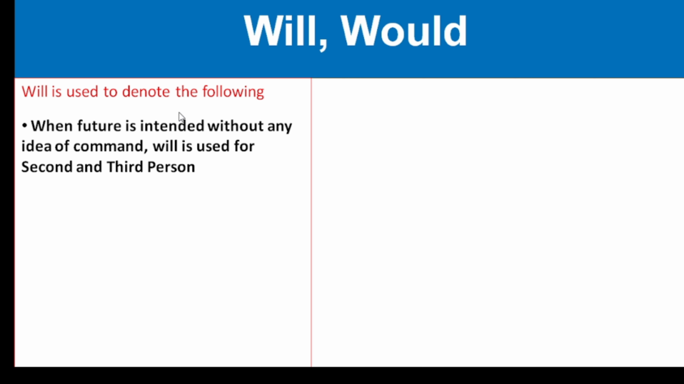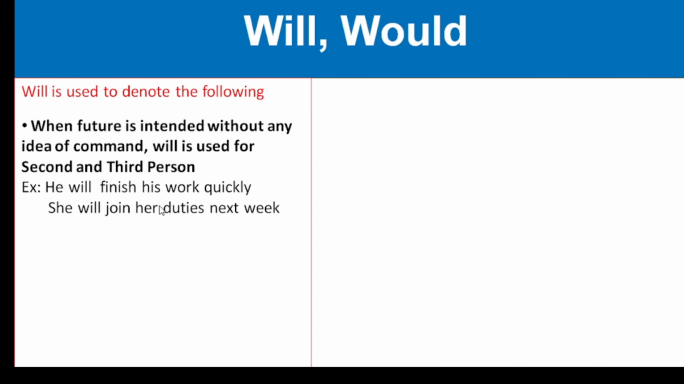Now we'll look at another modal auxiliary, that is will and would. Here we can understand how will is used to denote the following situations. When future is intended without any idea of command, will is used for the second and third person. Look at the example: he will finish his work quickly. For the first person we use shall, for the second and third person we use will. So, she will join her duties next week. This shows the intended meaning of the structure.